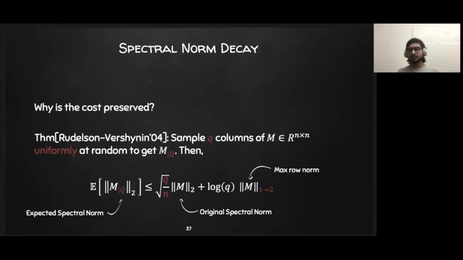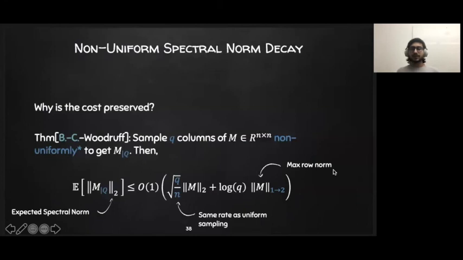However, this result does not suffice for our application in a black box way, since we are not sampling columns uniformly at random, as we discussed on the previous slide. So we extend the results of Rudelson and Vershynin to non-uniform sampling. Here, we sample q columns of M non-uniformly, given some regularity conditions that I will not get into here, and show that the expected spectral norm again decays at the same rate as uniform sampling. And of course, you again incur this additive term.